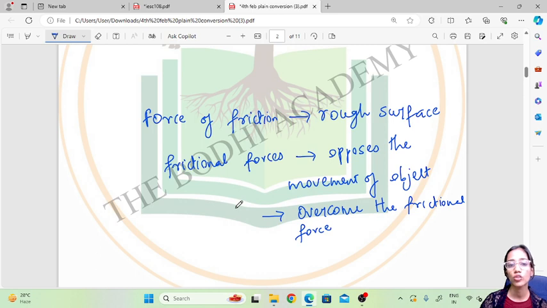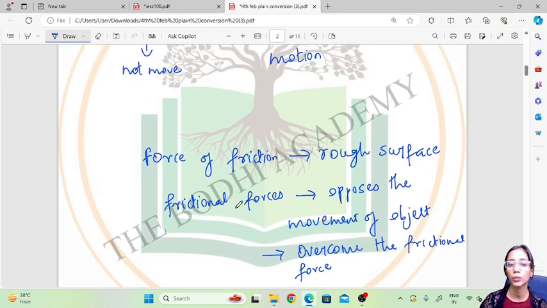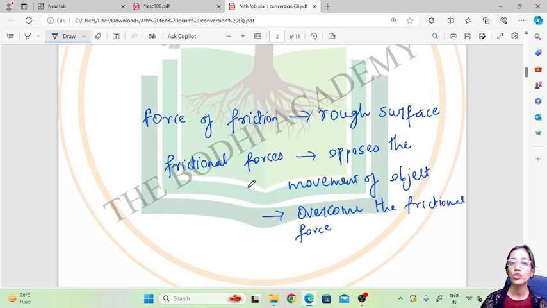Third, we saw this also gets us into the force of friction. Force of friction is mostly provided by rough surfaces. So if you want to move an object on a rough surface, then you have to oppose the frictional force provided by the rough surface. Once you oppose the frictional force, only then will the object be able to move. The forces between the frictional force and your pushing force should be unbalanced. In case of balanced forces, they won't be able to move.